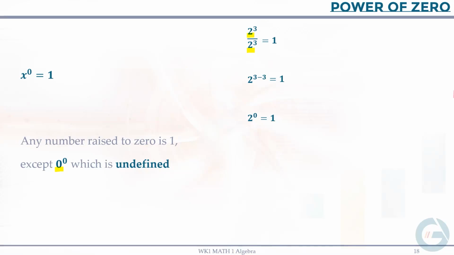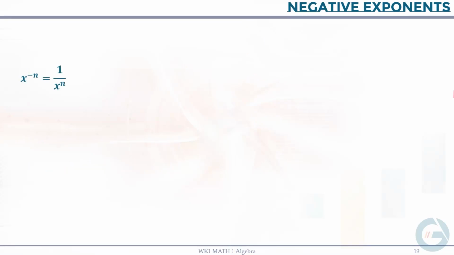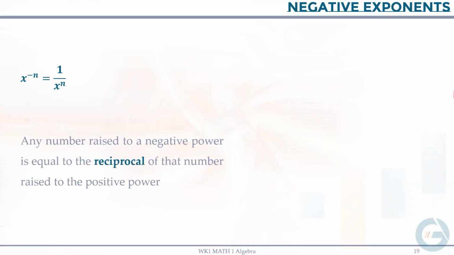Okay, next is the negative exponent. If you have a number raised to a negative exponent, you can change that sign from negative to positive by getting the reciprocal of that number. X raised to negative n is equivalent to 1 over x raised to positive n. For example, we have 2 raised to negative 2. To make it positive, we simply get the reciprocal, which is 1 over 2 raised to 2. Instead of negative 2, it now becomes positive 2.